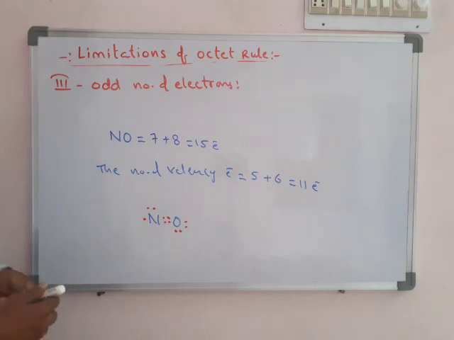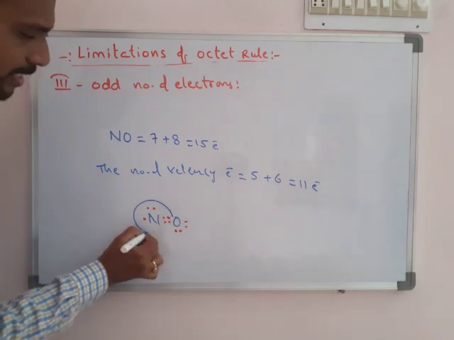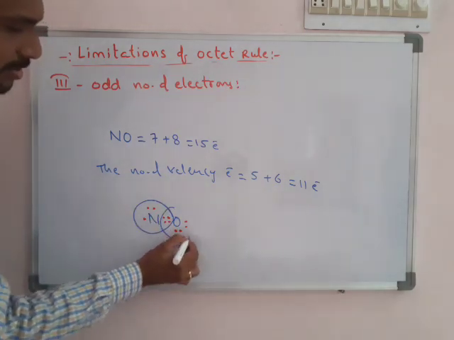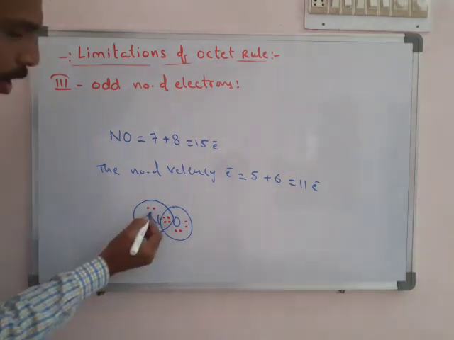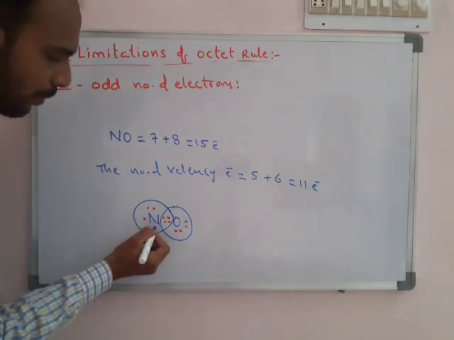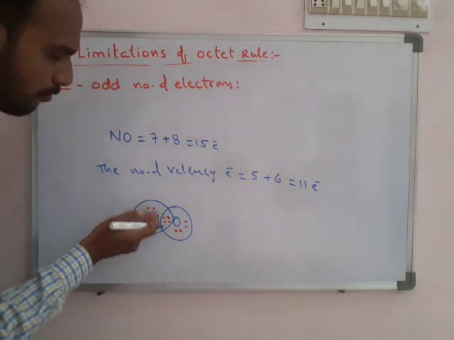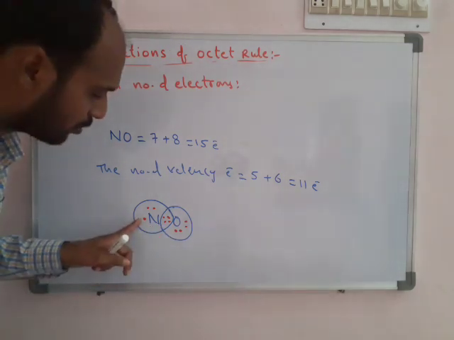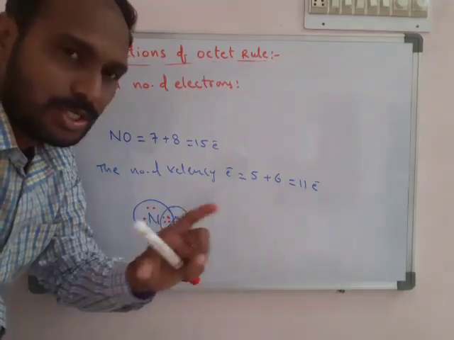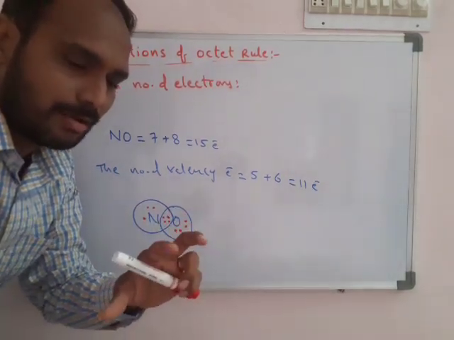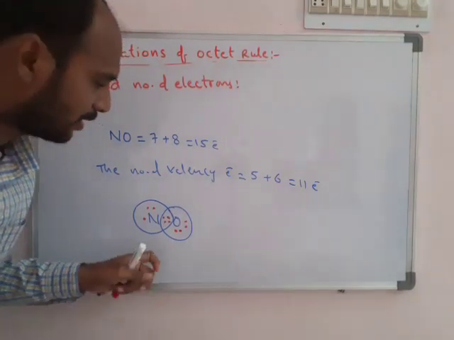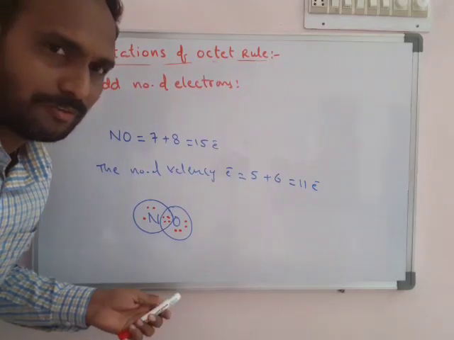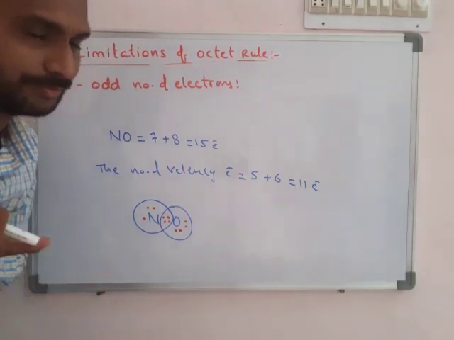And there is also one more example. See, here nitrogen has only 7 electrons, but oxygen has 8 electrons itself. But since it is an odd number, nitrogen takes one more pair here. So here there are 5 electrons, meaning there is a single electron here, because of the odd number. So there we get 8 electrons, 7, or else 9 electrons. But nitric oxide is a stable molecule. NO, nitric oxide is a stable molecule.